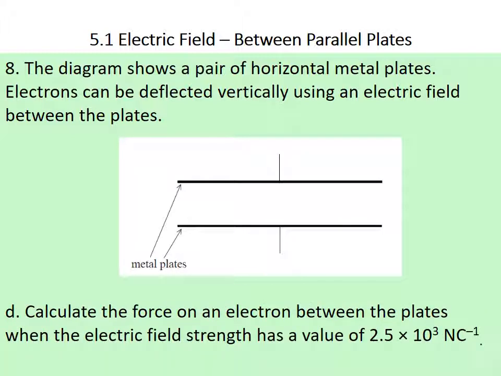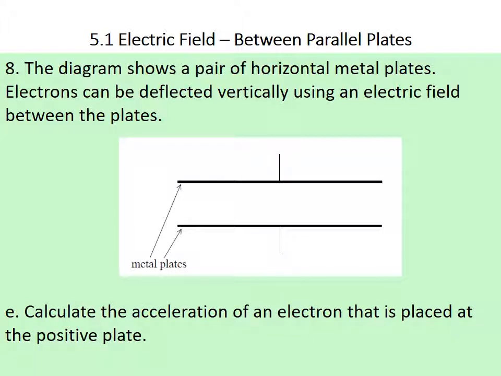For part D, calculate the force on an electron between the plates when the electric field strength has a value of 2,500 newtons per coulomb. Grab your equation for electric field strength. The Q, the charge of an electron, is in front of the data booklet, and then calculate the electric force, the electrostatic force. For part E, you're going to calculate the acceleration of an electron that is placed at the positive plate. I want you to ignore gravity. We will go into reasons why later.